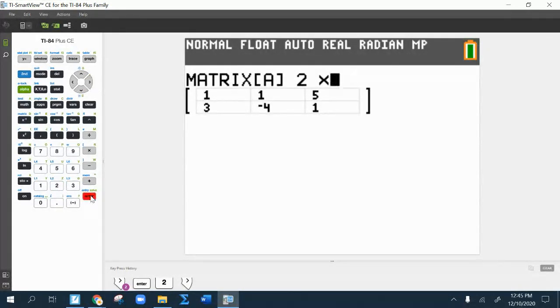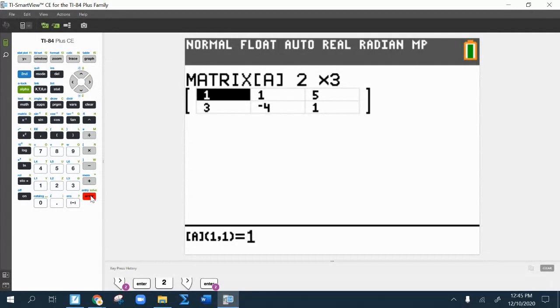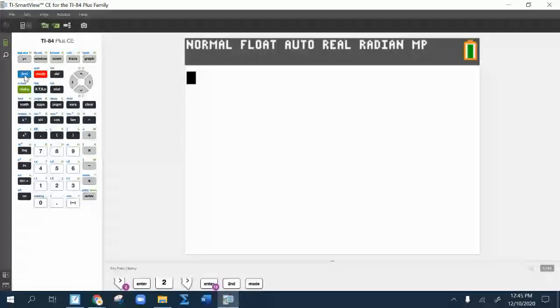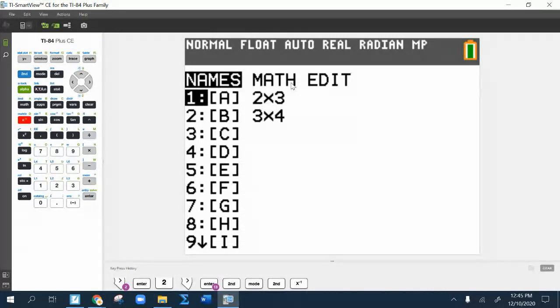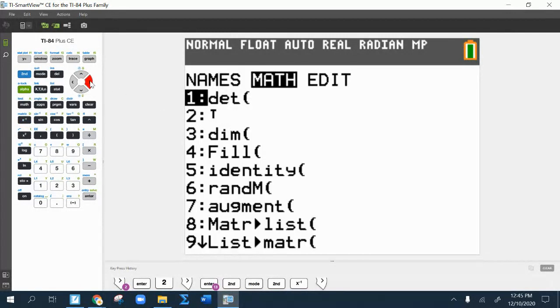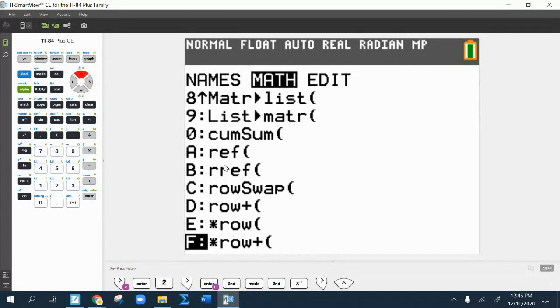And you just keep entering the numbers. So 1, 1, 5. This is already set up, as you can tell, because I already did this. Okay, so I've got the whole thing entered. So I'm going to exit out of that. So second quit. And now I want to do that RREF to this matrix. Okay, so I go back into the matrix, so second matrix, and now I want to do math. So I go over to math, and I want RREF, which is nearly at the bottom, so I'm actually going to arrow up, and it is B.